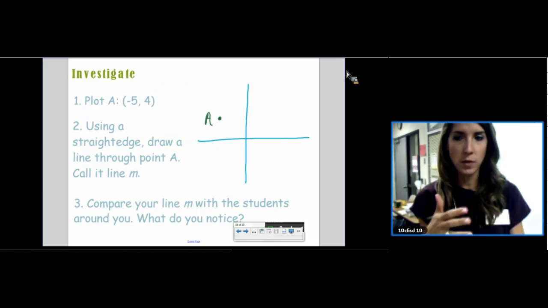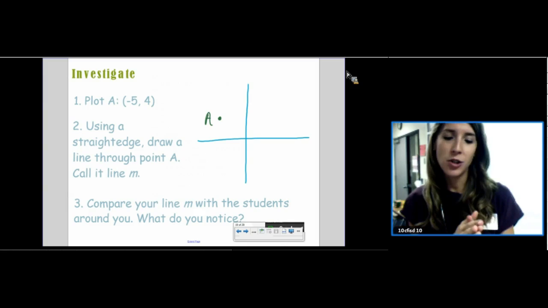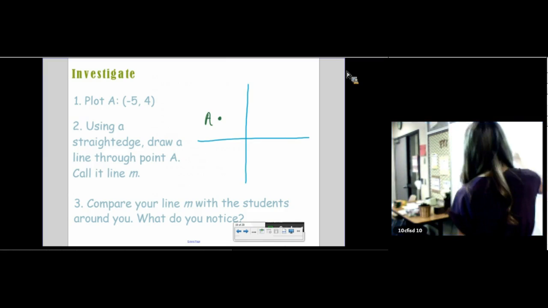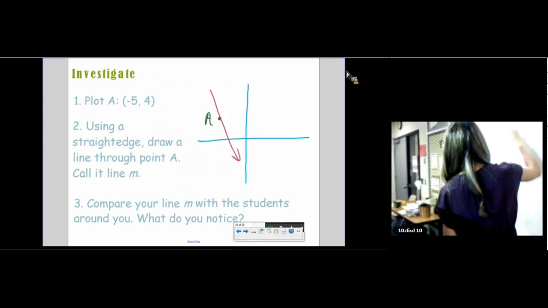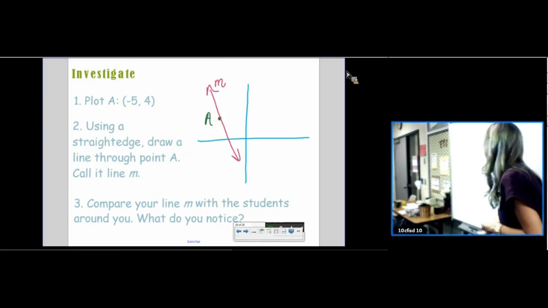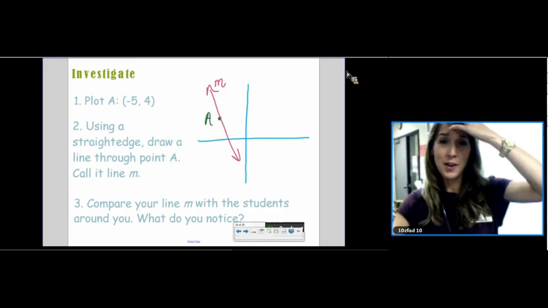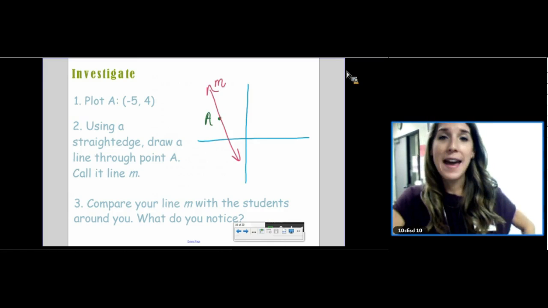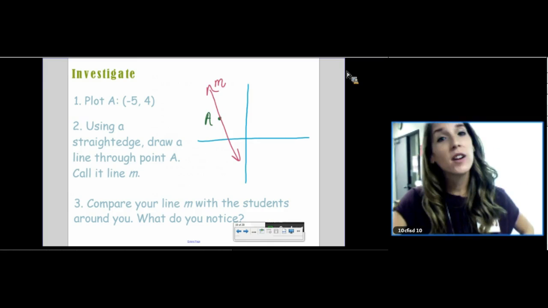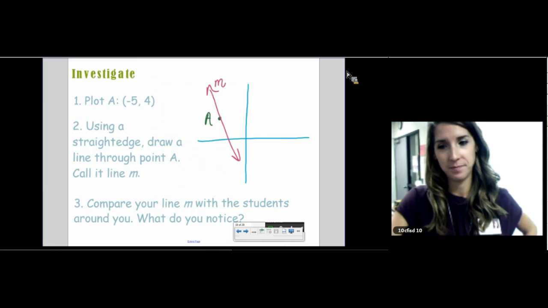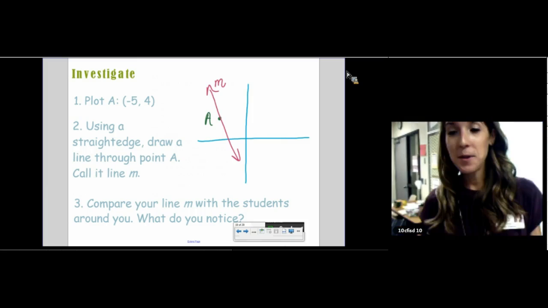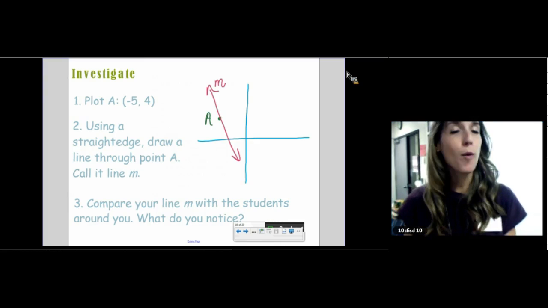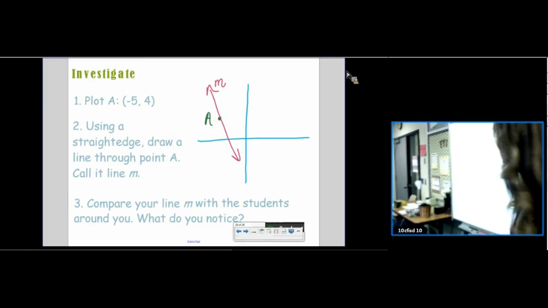For what we're doing today, you don't need an actual grid. You don't even need to use a straight edge. You could use the edge of your binder or whatever. But draw a line through point A and call it M. That's an italicized M. Don't make your line look like my line. If you have other people at your school, compare your line M to their line M. So you should probably notice that everyone drew a slightly different line. You all drew line M, you all went through point A, but all of your lines probably looked different.